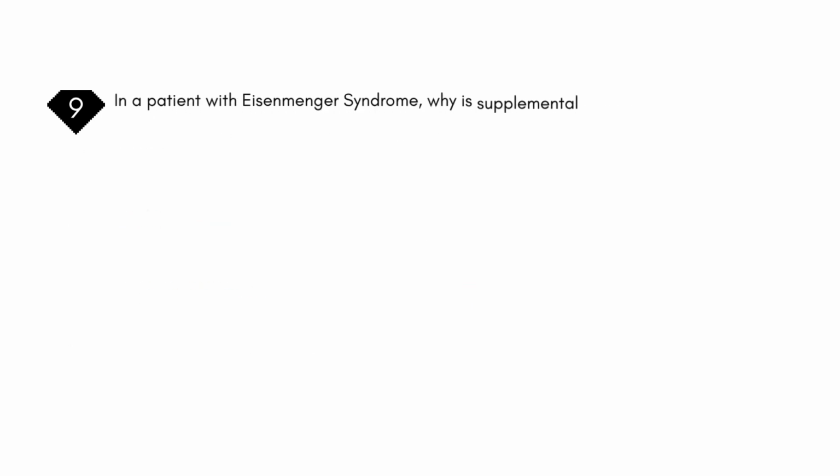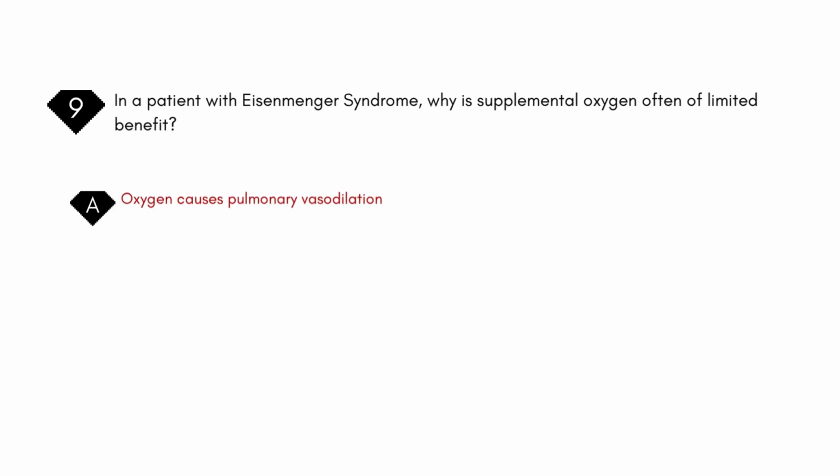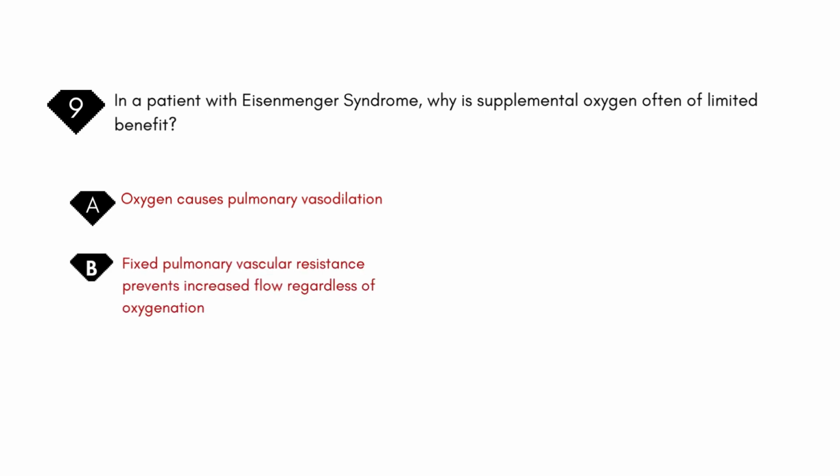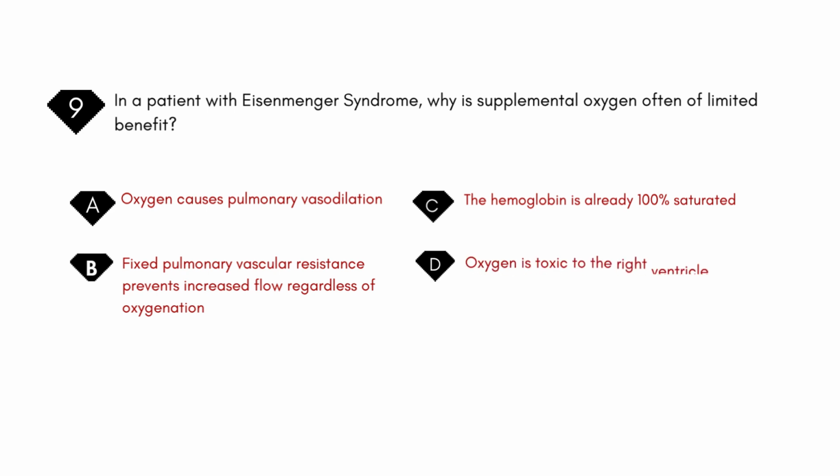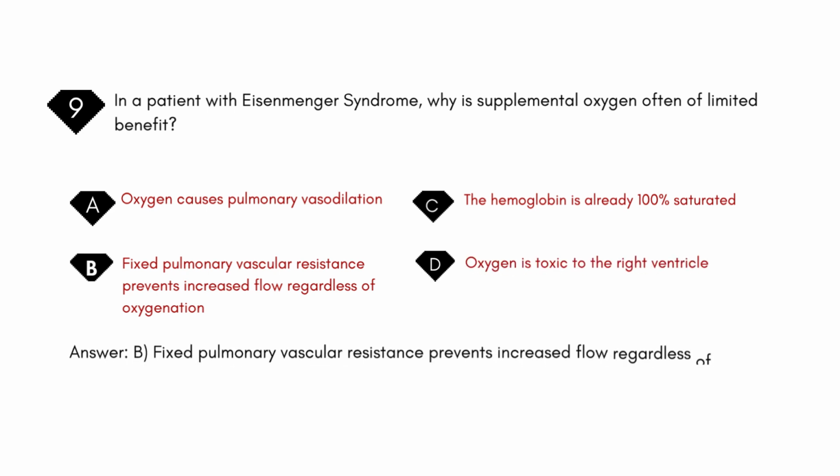In a patient with Eisenmenger syndrome, why is supplemental oxygen often of limited benefit? A. Oxygen causes pulmonary vasodilation. B. Fixed pulmonary vascular resistance prevents increased flow regardless of oxygenation. C. The hemoglobin is already 100% saturated. D. Oxygen is toxic to the right ventricle. Answer: B. Fixed pulmonary vascular resistance prevents increased flow regardless of oxygenation.